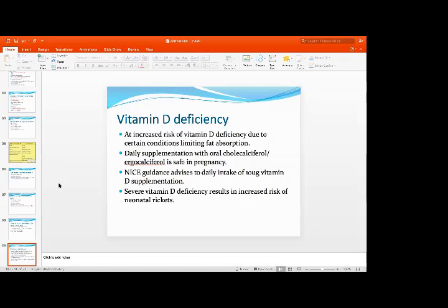Daily supplementation with oral cholecalciferol or ergocalciferol, which is vitamin D, is safe in pregnancy. So the NICE guidelines suggest taking 10 microgram of vitamin D supplementation daily in pregnancy. Severe vitamin D deficiency, if it occurs during pregnancy, may lead to an increased risk of neonatal rickets.